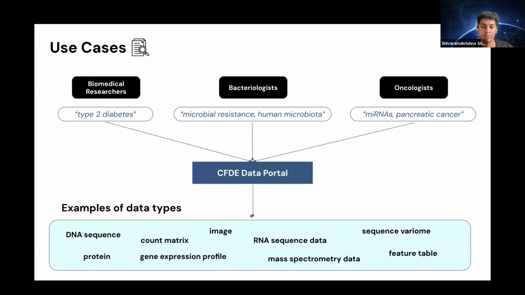All three of these kinds of users can access the kind of data that they want through the CFDE Data Portal. And we provide a variety of data types that these users can pick and choose from, such as DNA sequences, count matrices, protein sequences, gene expression profiles, images, RNA-seq data, mass spec data, as well as sequence variants and feature tables. These are representative of the many more kinds of data types that we have in the CFDE Data Portal that is accessible today.